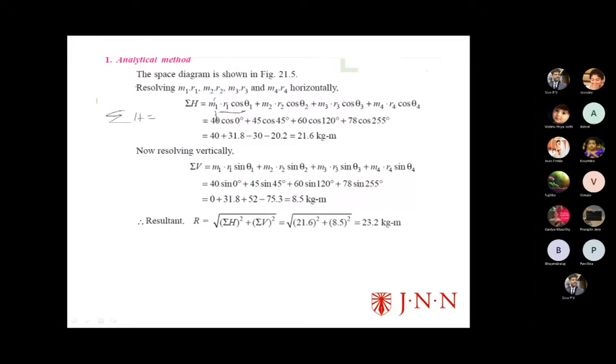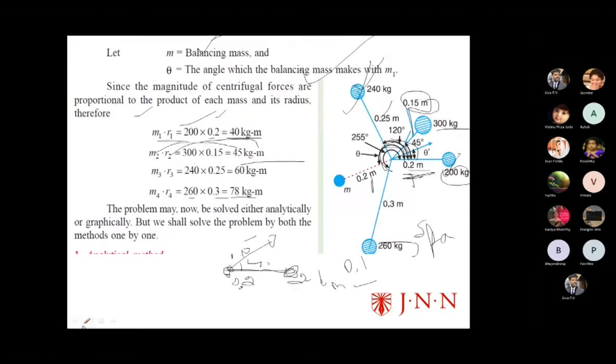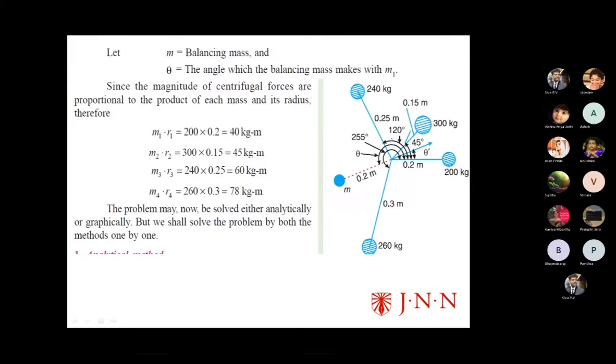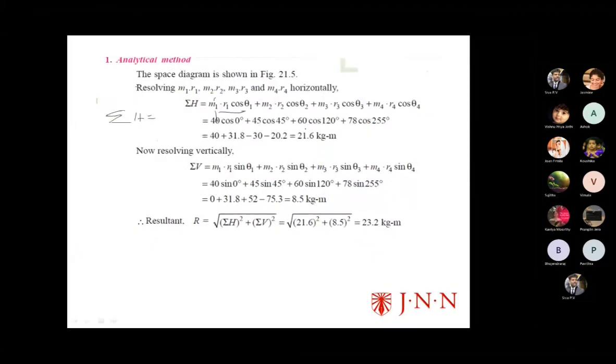So M1 R1 40, M2 R2 45, like that. So here M1 R1 is 40, θ1 is 0. So M2 R2 cos θ2, θ2 45, θ3 is 120, θ4 255 cos. So when you simplify you will get 21.6 kilogram meter.